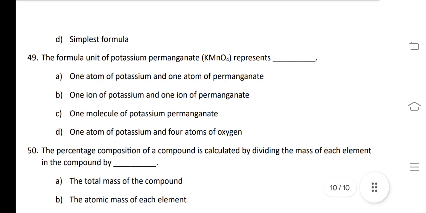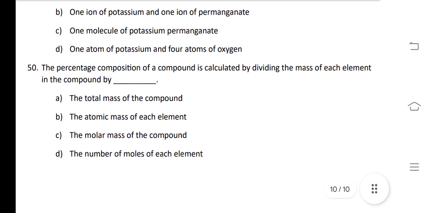Our next question, the formula unit of potassium permanganate represents one atom of potassium and one of permanganate. Our next question is, the percentage composition of a compound is calculated by dividing the mass of each element in the compound by the molar mass of the compound. This is the method to calculate the percentage composition in a compound.